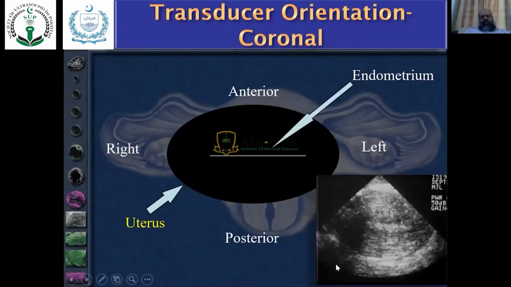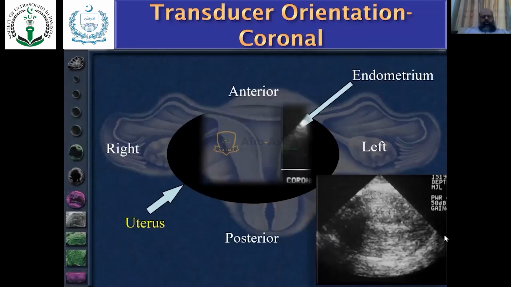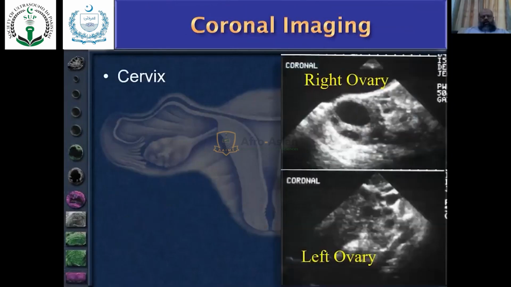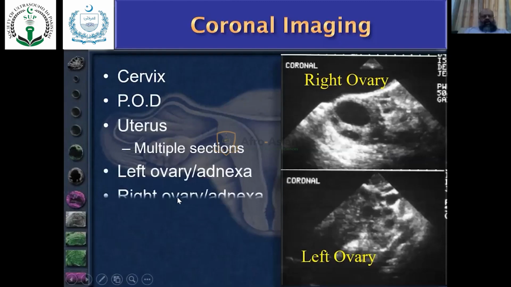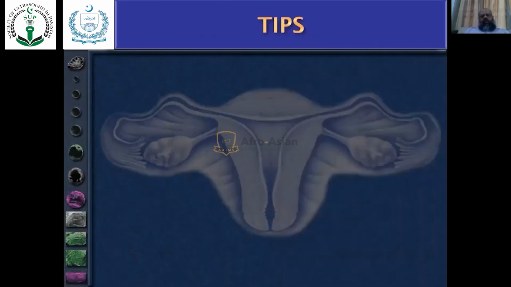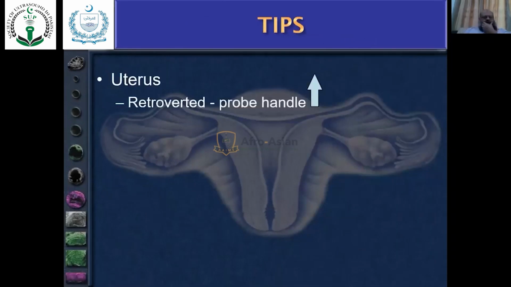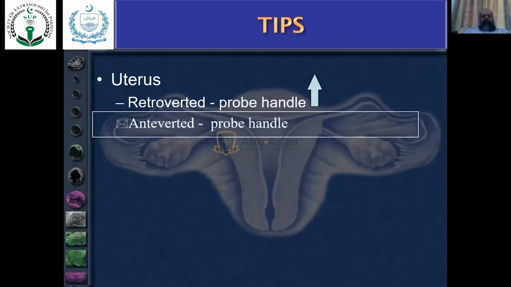For coronal section, it appears like this. This is anterior, posterior, right and left. So this will be the right and left of the patient in coronal section. In coronal section, we can see the cervix, pouch of Douglas, uterus. We can have multiple sections like left ovary and adnexa, right ovary and adnexa. The tips are for retroverted probe handle upward, for anteverted probe handle downward.